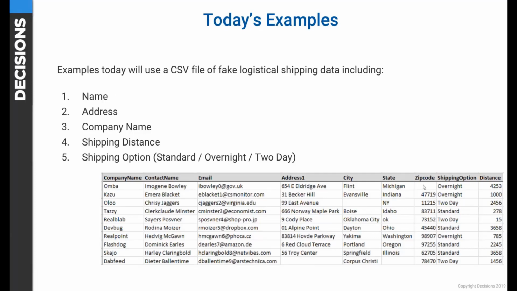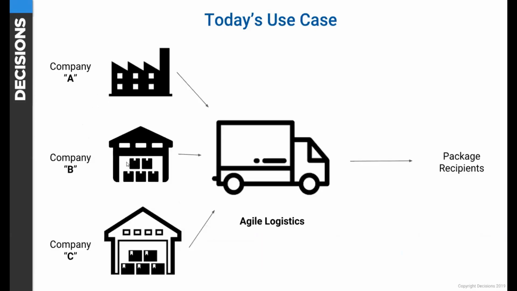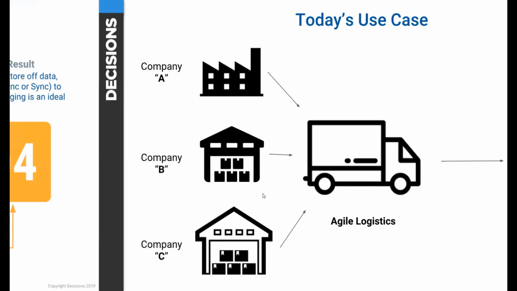And you notice, there might be a zip code missing. People spell things different ways. This city is missing in this case, but we'll get to some of that. So our use case is we're a logistics company. We pick up shipments from 3 different customers of ours. They each give us CSV or Excel files, and we need to put all that data together to go into our system to send the packages out.